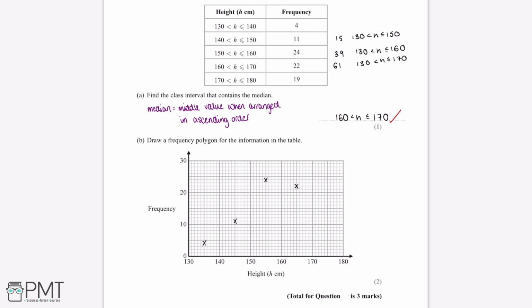And finally, heights between 170 and 180 centimetres, the midpoint will be 175 centimetres and the frequency is 19. So we'll plot the point 175, 19. And now the final thing we'll need to do to complete this frequency polygon is join up these points which we've plotted using a ruler. And this is what our completed frequency polygon should look like. And this question's worth 2 marks, and we'll get both of these marks for correctly completing the frequency polygon.